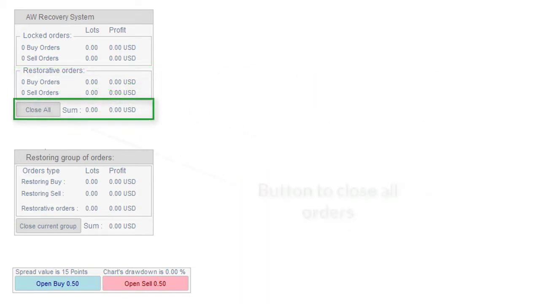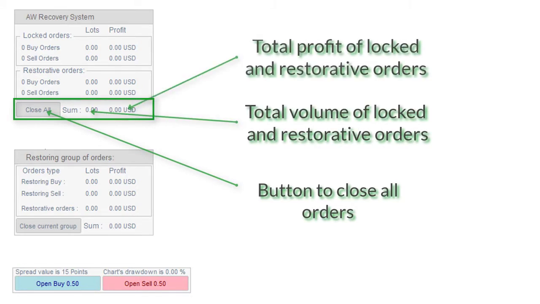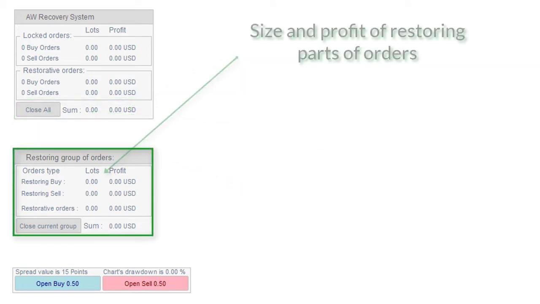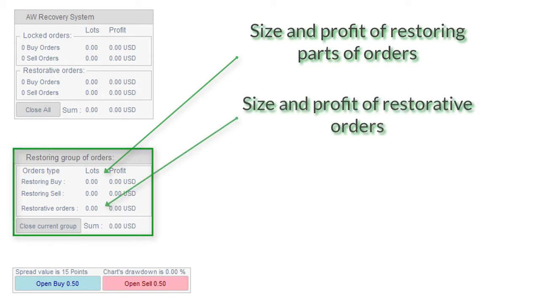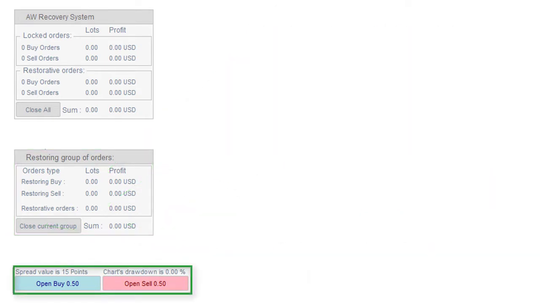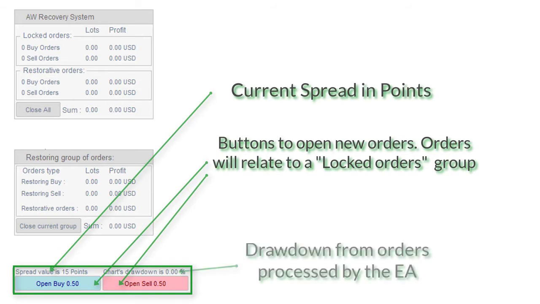At the bottom of the main panel there is a button for closing all processed orders, as well as their total volume and total profit. The processing panel of the current group shows the volume of partial closure of restoring orders and profits from these parts, as well as the volume and profit from the restorative orders. At the bottom of the panel there is a button to close the current group and profit from the current group of orders. On the order opening panel there are 2 buttons for opening orders, displaying the current spread in points and the drawdown of processed orders as a percentage of the deposit volume.